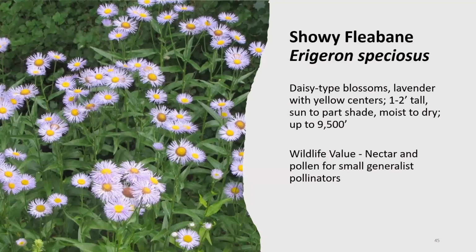The Erigeron speciosus, this is a plant that also will spread considerably. Again, some people like that, some people don't. It's a daisy type flower, lavender with yellow centers, 1 to 2 feet tall, sun to part shade, moist to dry up to 9,500 feet in elevation. This is a plant for generalist pollinators. Again, that open daisy type flower makes it easy to access.